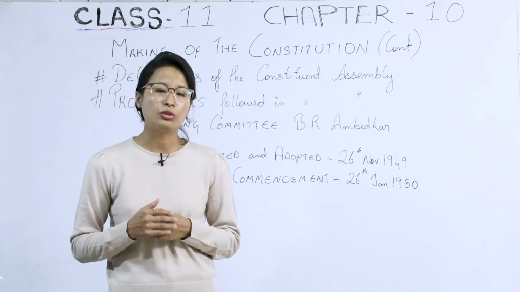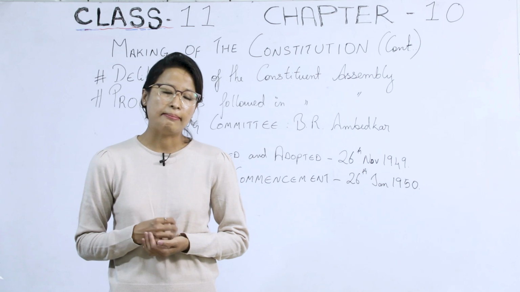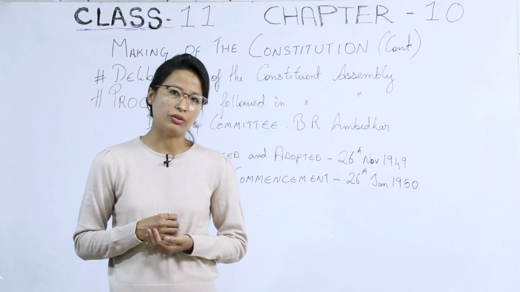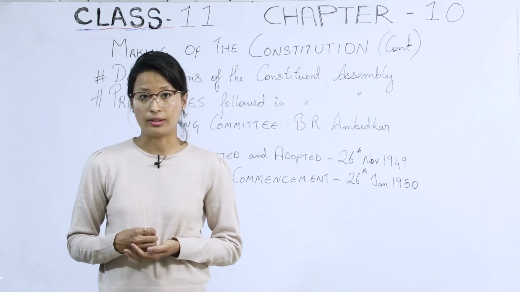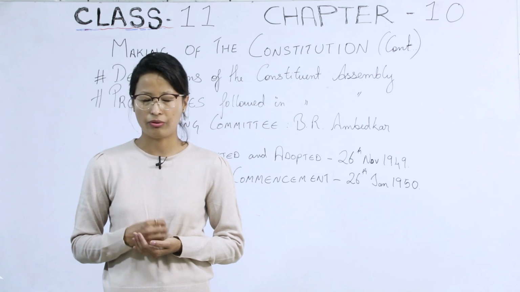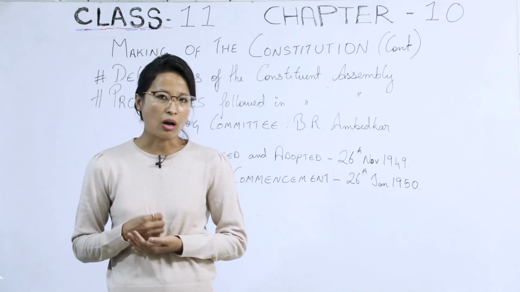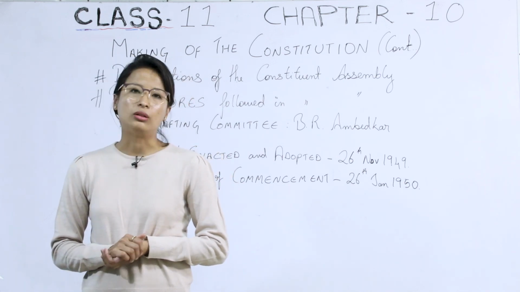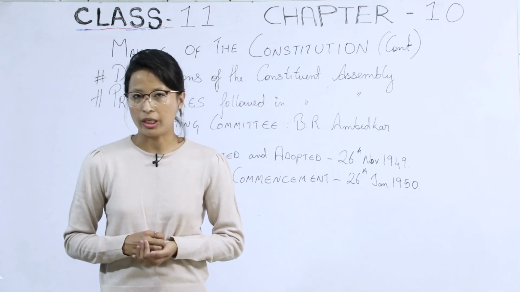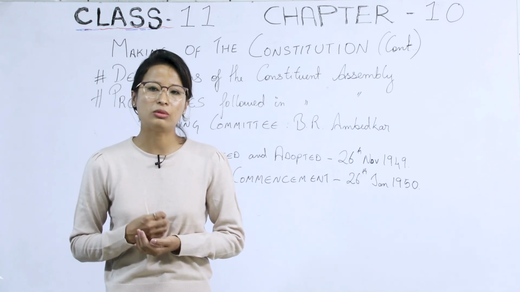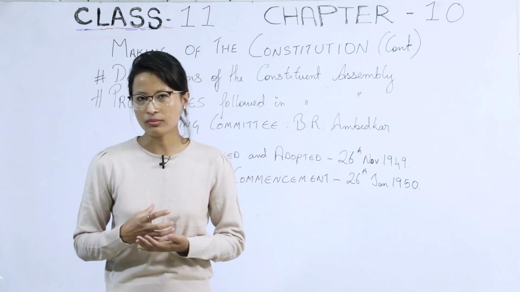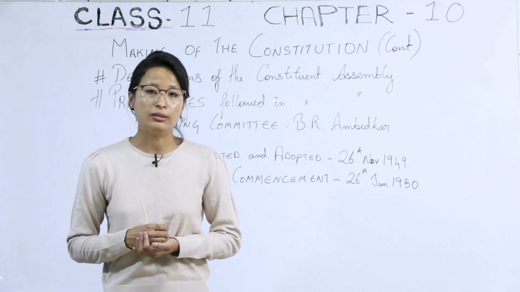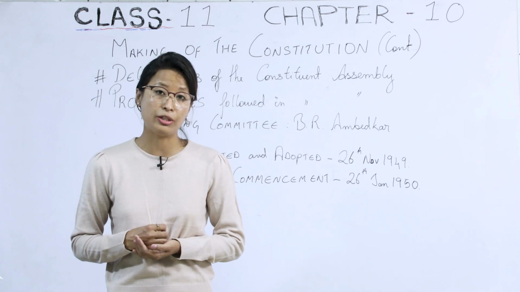Questions were also raised on whether the right to property should be made a fundamental right. In the initial phase, the right to property was a fundamental right, but at present it is deleted. Don't get confused: initially it was our fundamental right, but now it has been deleted. Questions on universal adult suffrage were also debated. Universal adult suffrage has to do with the right to vote, dealing with your elections. On this issue, not many debates were held.